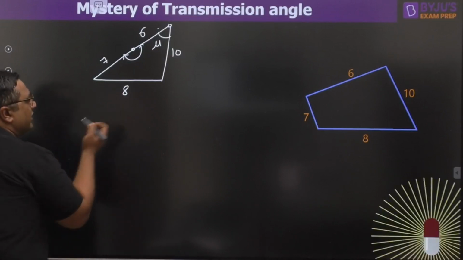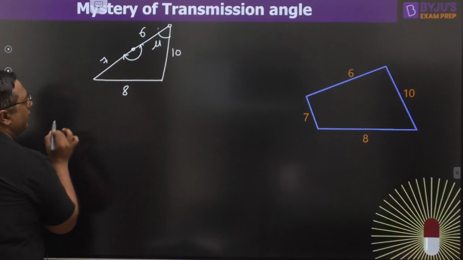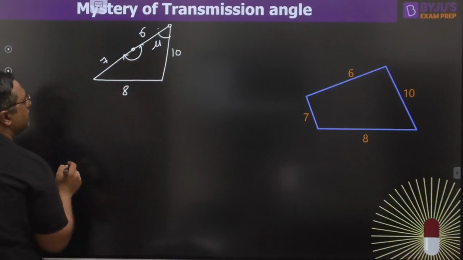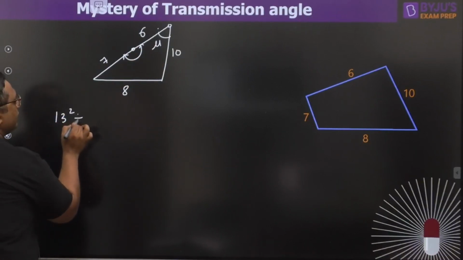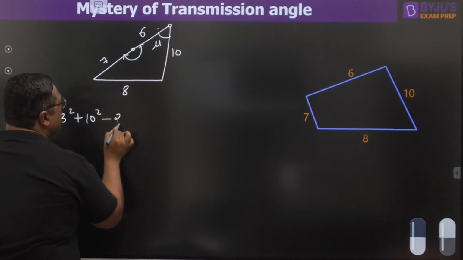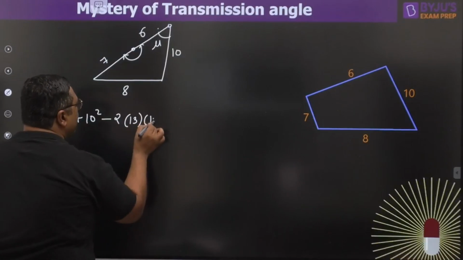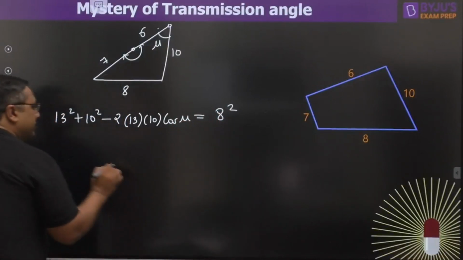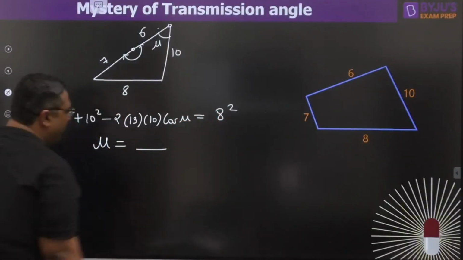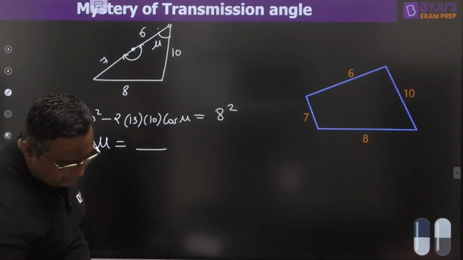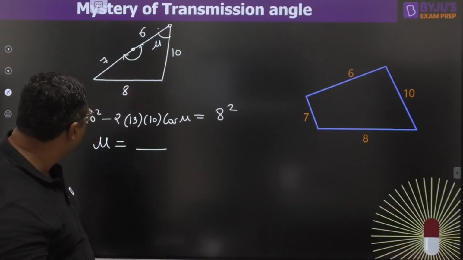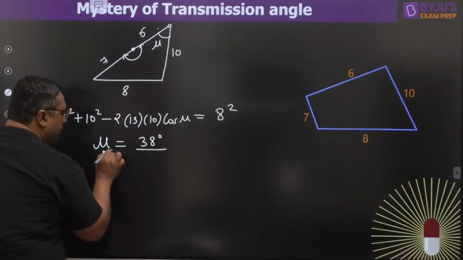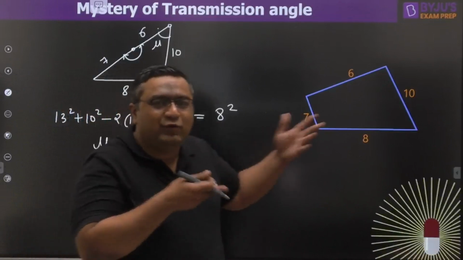You can apply once again the cosine rule. With the help of the cosine rule, this is mu, and in front of mu, this is 8. So you can write 13 square plus 10 square minus 2 into 13 into 10 into cos mu, equals 8 square. From this you will get the value of mu, which is 38 degrees. And this is going to be mu minimum. I will tell you why mu minimum, because the second value will come out more than this.